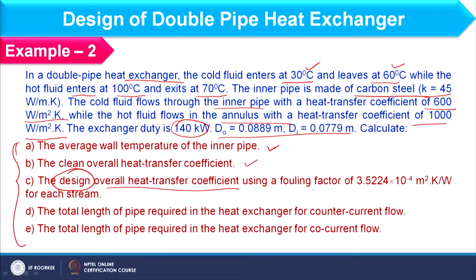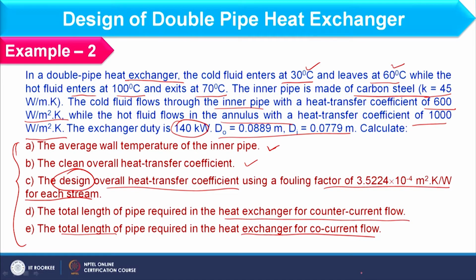It means it includes the dirt factor also, as a fouling factor of 3.5224 × 10⁻⁴ meter square Kelvin per watt is given for both streams. And next you have to find out the total length of pipe required in the heat exchanger for counter current flow. And similarly, the last parameter is the total length of the pipe for co-current flow. So, all these parameters we will calculate for the double pipe heat exchanger for the given problem.